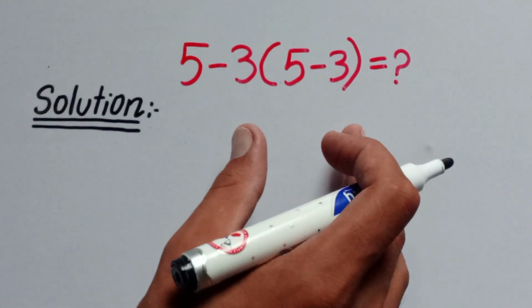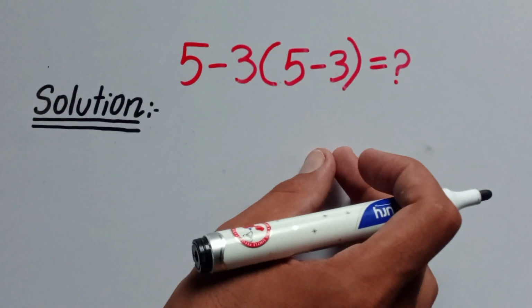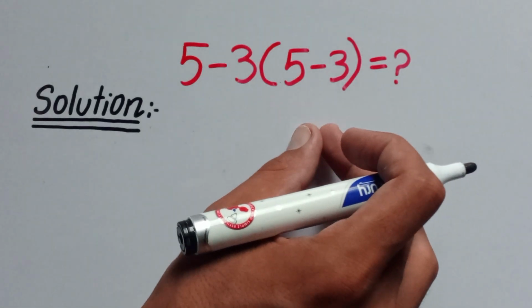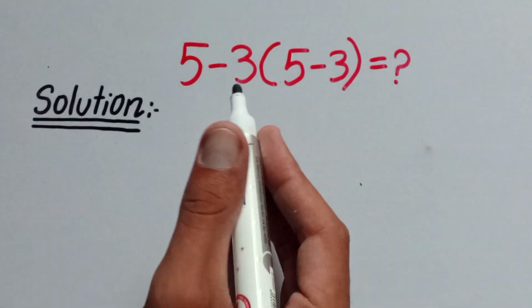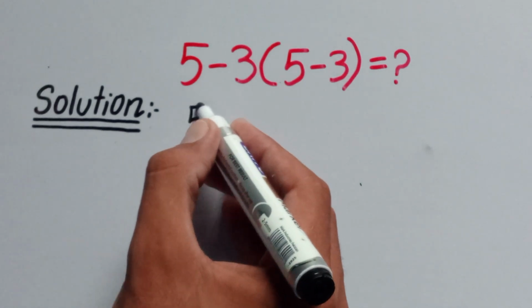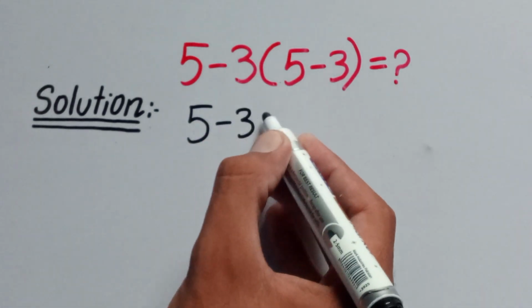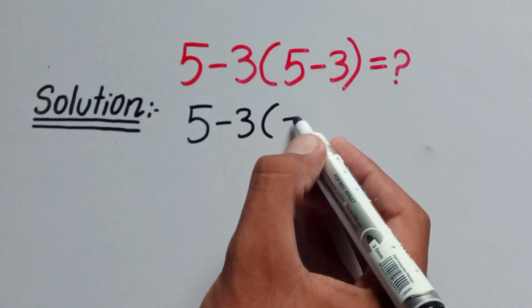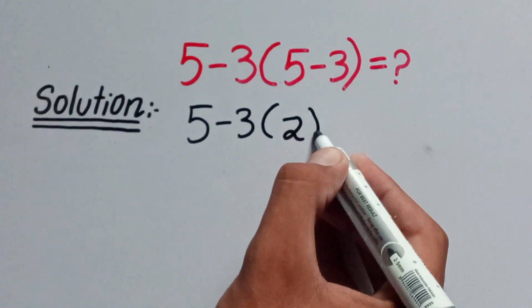Okay, now firstly we should know about PEMDAS here. Parentheses have higher priority than other operations, so firstly we solve the parentheses. So I can write here 5 minus (5 minus 3), which is equal to 2.